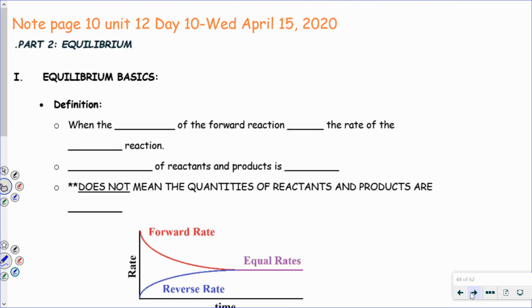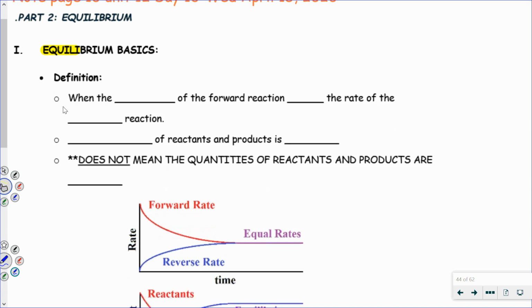As I said, page 10 in your notes, we're going to start talking about equilibrium. Now, you got to be a little bit careful with equilibrium, because every time people see the word equilibrium, they automatically see equal and they think, oh, that means everything must be equal, which is not necessarily the case. So we're going to go through and define equilibrium and what it actually means, and then go into some specific examples of an equilibrium. So the definition of an equilibrium is when the rate of the forward reaction.